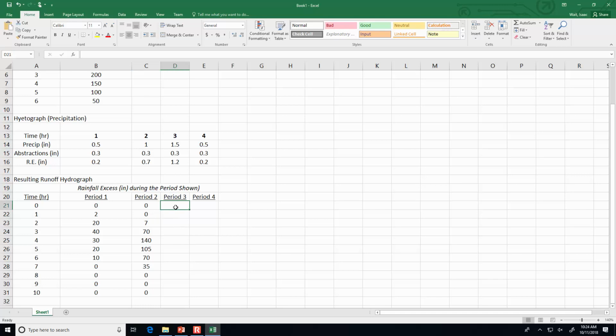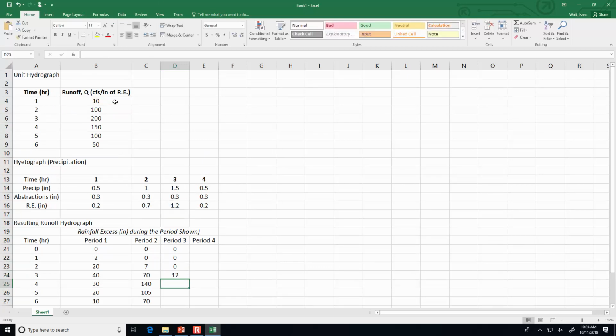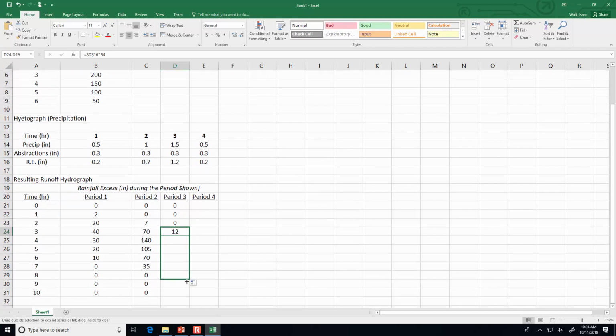Let's do the same thing with hour 3. So we have to type in 0, 0, 0. We have to stagger it. So we've offset it. And then we have 1.2 inches of excess, anchor that reference, times the unit hydrograph amount. And we drag it down through. And it should terminate at 60 because that's 50, the last hour of the unit hydrograph, multiplied by 1.2 inches of rainfall excess. And then we put these extra zeros in. And then finally, we'll do period 4.